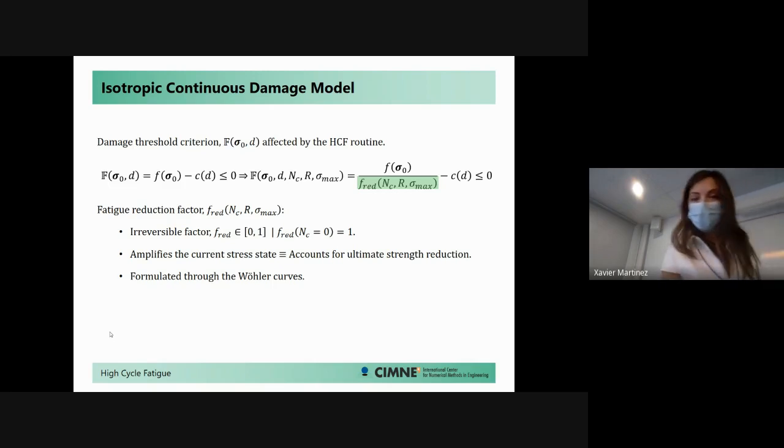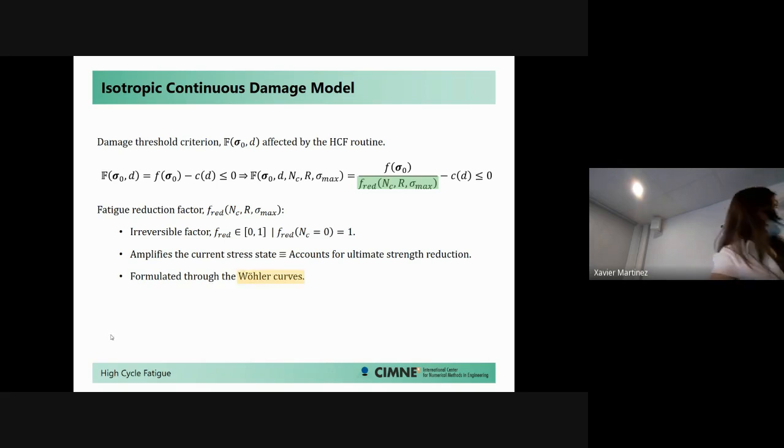Okay, so I want to maybe stress at this point what this reduction function depends on, because this is important. It depends on the number of cycles that were applied to the material, of course. It depends on this R coefficient, which is the reversion factor of the stress. This is the ratio between the minimum stress and the maximum stress developed at each material point inside your finite element model. And it also depends on what is that maximum level of stress developed during one cycle of loading, okay?